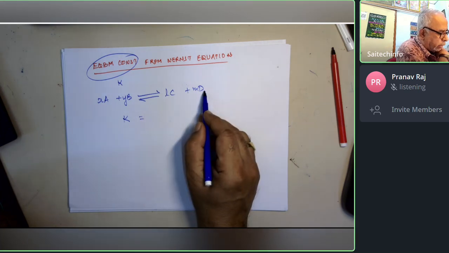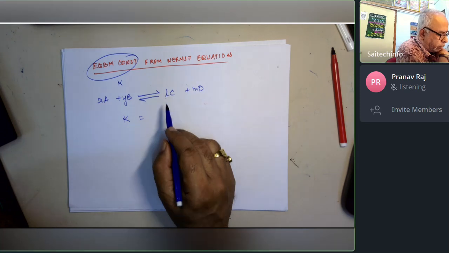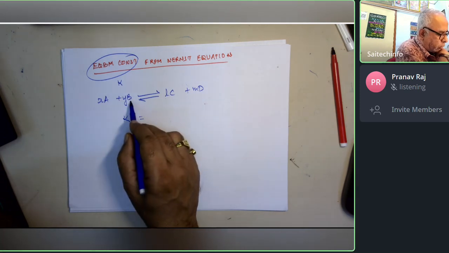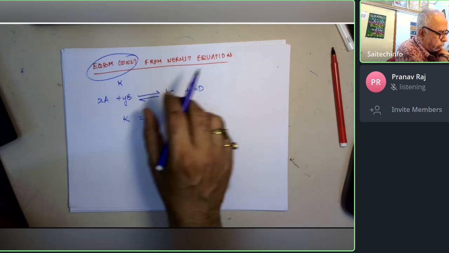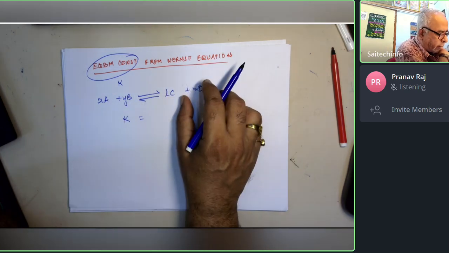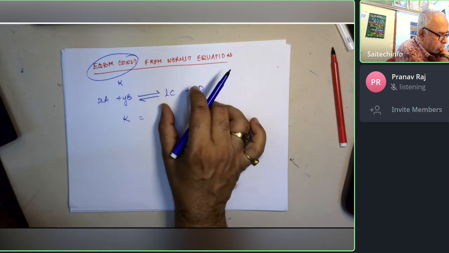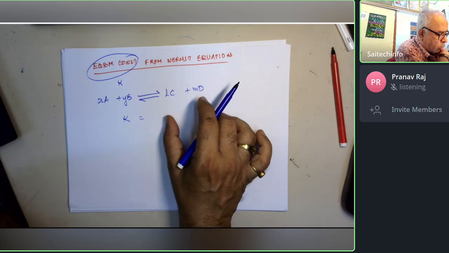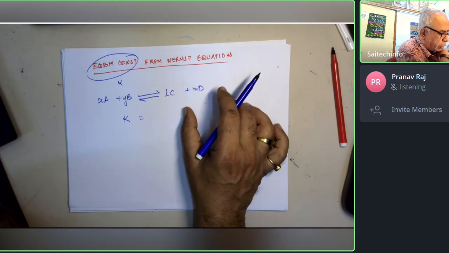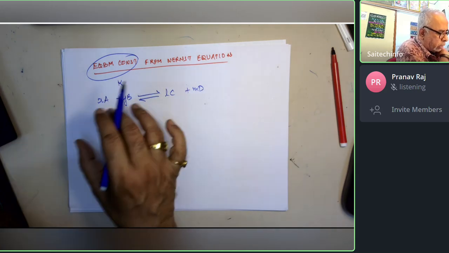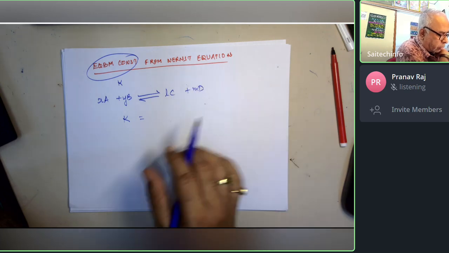the product of the active mass of the products divided by the product of the active mass of the reactants is always a constant. So the ratio between the product of the active mass of the products and the product of the active mass of the reactants remains constant, and that constant, when it is based on concentration terms, is called Kc. When it is based on partial pressure, it's called Kp. So these things we have already studied in chemical equilibrium or in thermodynamics.